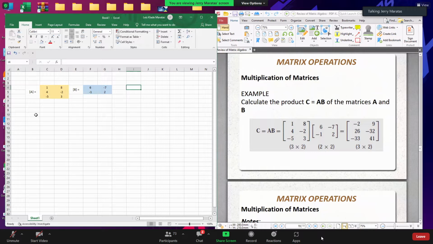Okay, so if we multiply these two matrices, what's the size of the resulting matrix? 3 by 2 also, no?